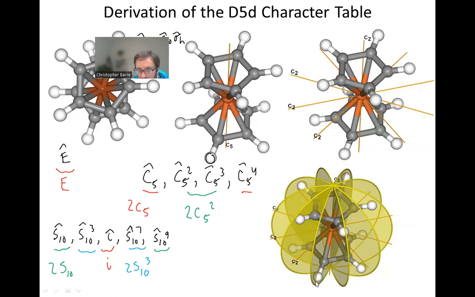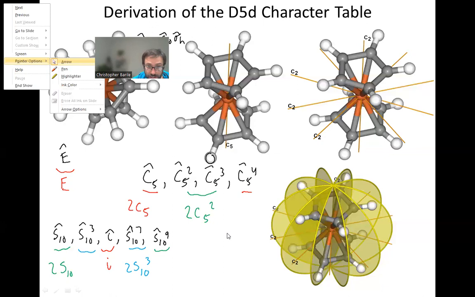And you can see these are d's and not v's because they bisect the C2s. They bisect them and actually go through the hydrogen atoms, whereas the C2s don't. So it's sort of 36 degrees off from the C2s. And so those are our 5 sigma d's.